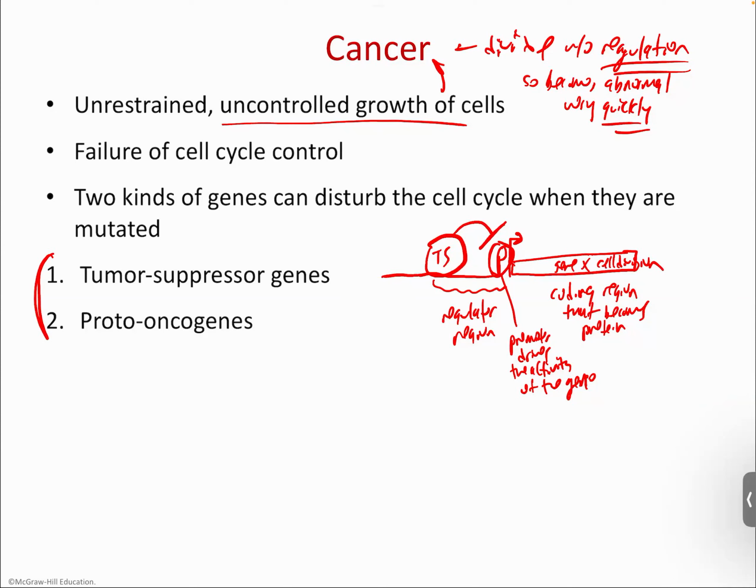Now, a proto-oncogene is a different type of creature. In a proto-oncogene, I'm going to have the same system. So let me just redraw the same system here. So here I've got my cell division gene. Got my promoter. And I've got my tumor suppressor.